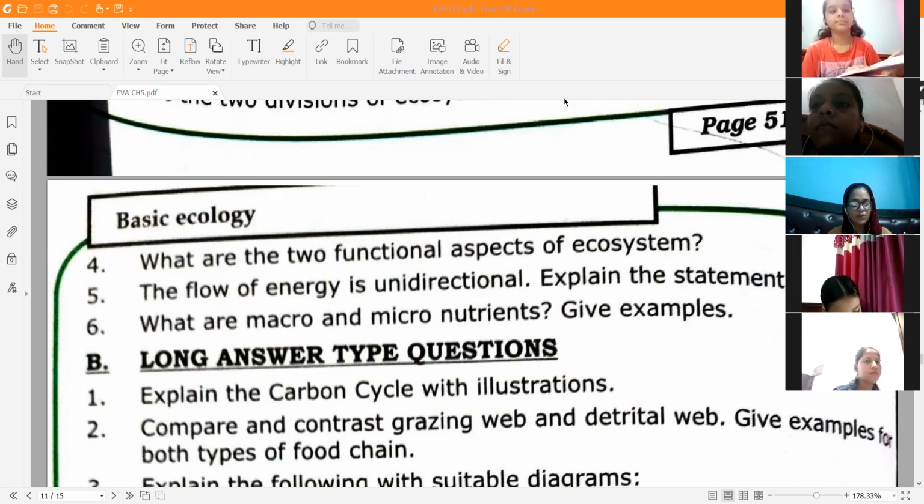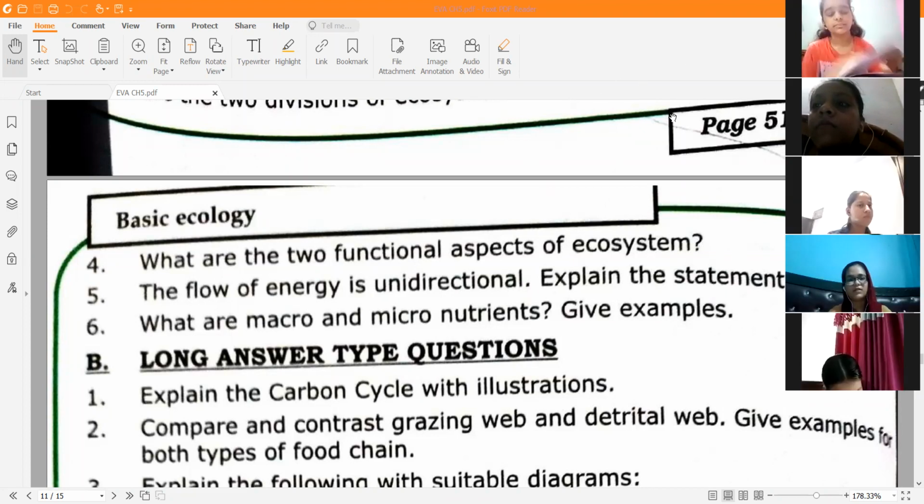The flow of energy is unidirectional. Explain the statement. The flow of energy is unidirectional. Explain. Purva.